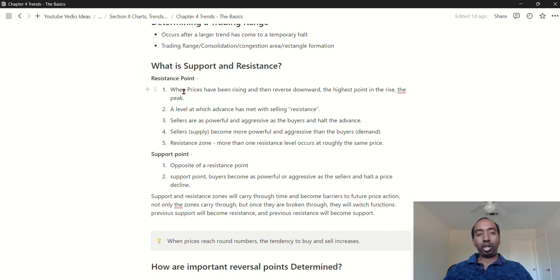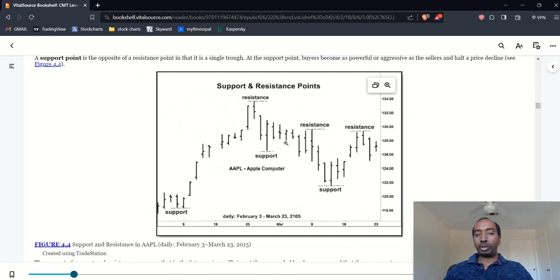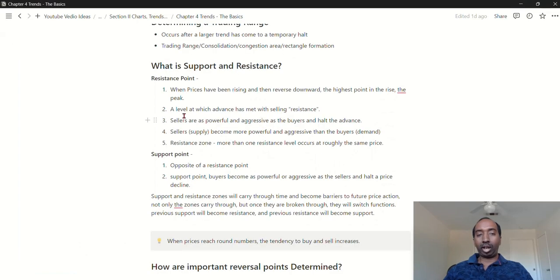Resistance point. When prices have been rising and then reverse downward, the highest points in the rise, the peaks, are called resistance points. In this picture, which are the resistance points? The highest peak. This is a resistance. And here, this is a resistance. And this is a resistance. The highest peaks are called resistance points. A level at which an advance has met with selling resistance.